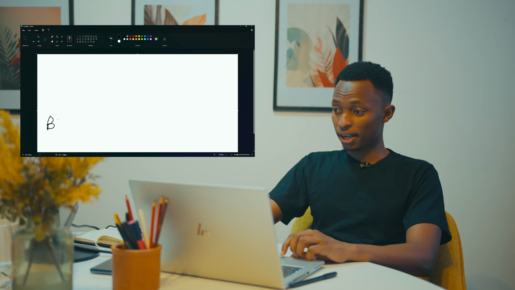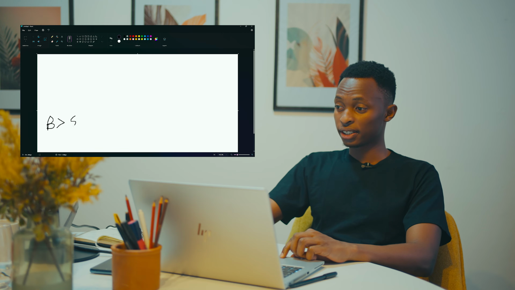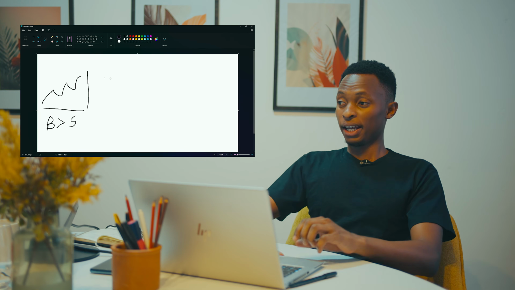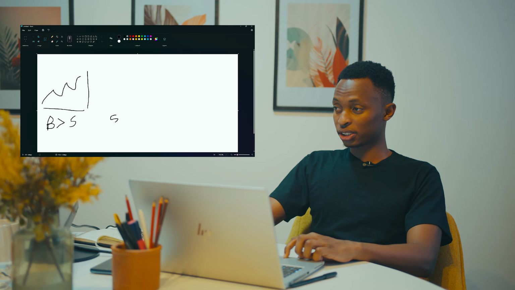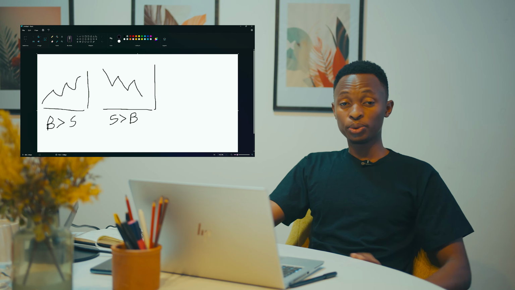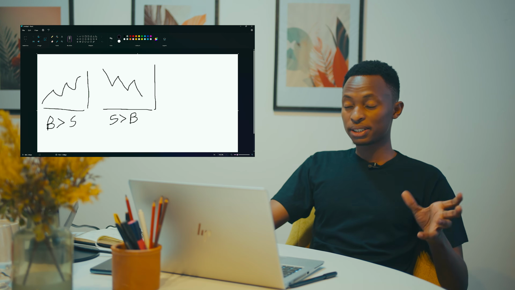So we've said when buyers are more than sellers, then prices on the chart tend to rally upwards. In this case, you can see that whenever there's more demand than supply, prices usually just tend to go up. And the vice versa is also true. When there are more sellers than buyers, very few people will be outbidding each other, thereby leading to a drop in prices. So that's basic market dynamics.